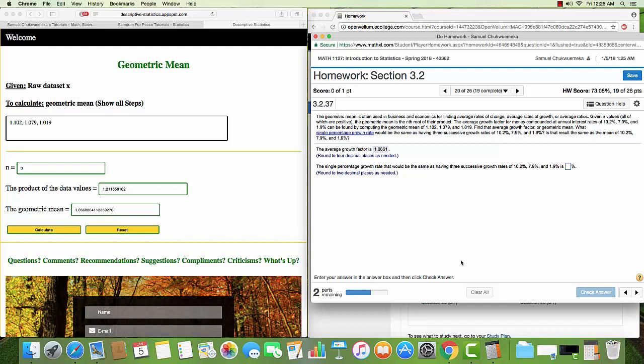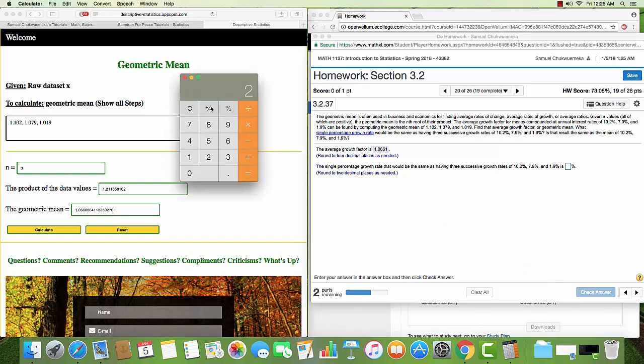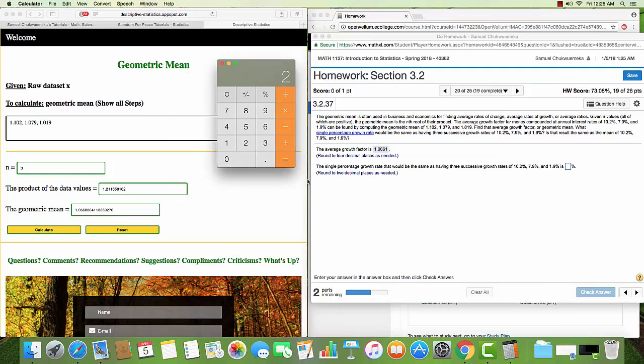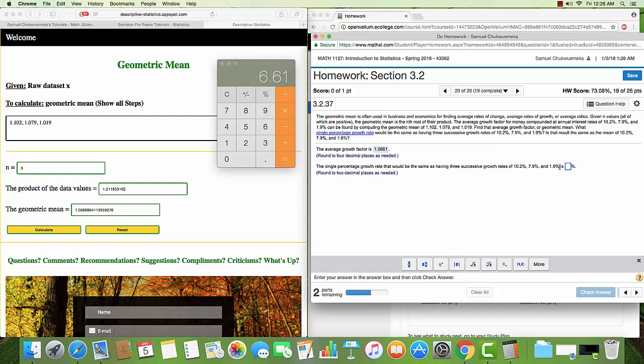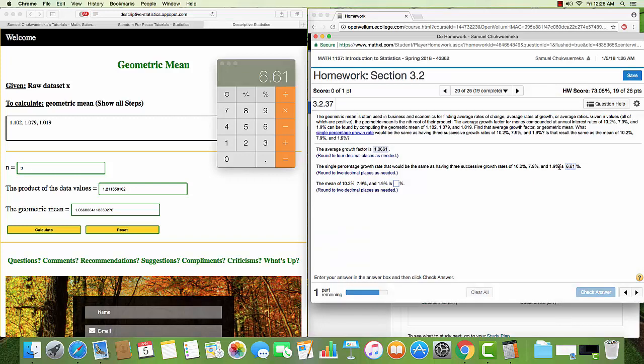So the single percentage growth rate, what we need to do is subtract 1 from the geometric mean, and then I multiply by 100 to get the percentage. So 1.0661 minus 1. Now this is the single growth rate, but then I want it in percent, so I do times 100. And that is 6.61%. Okay.